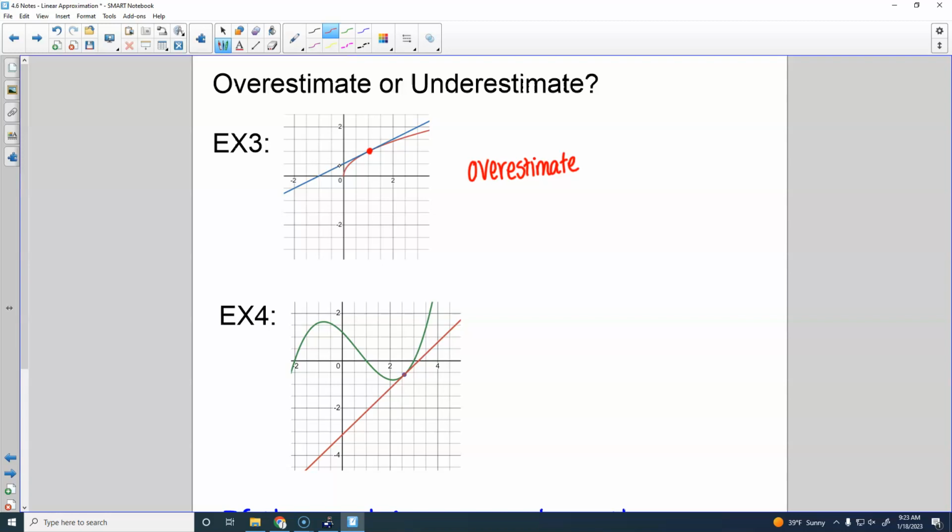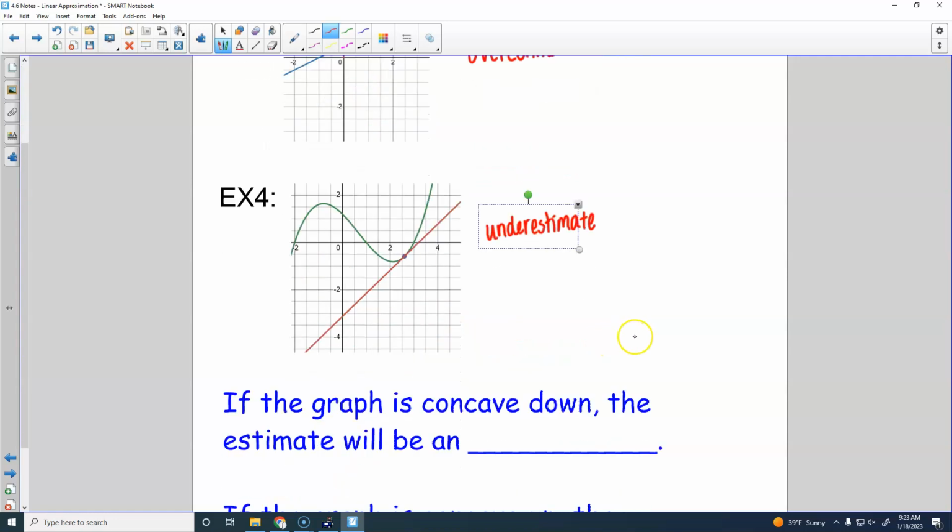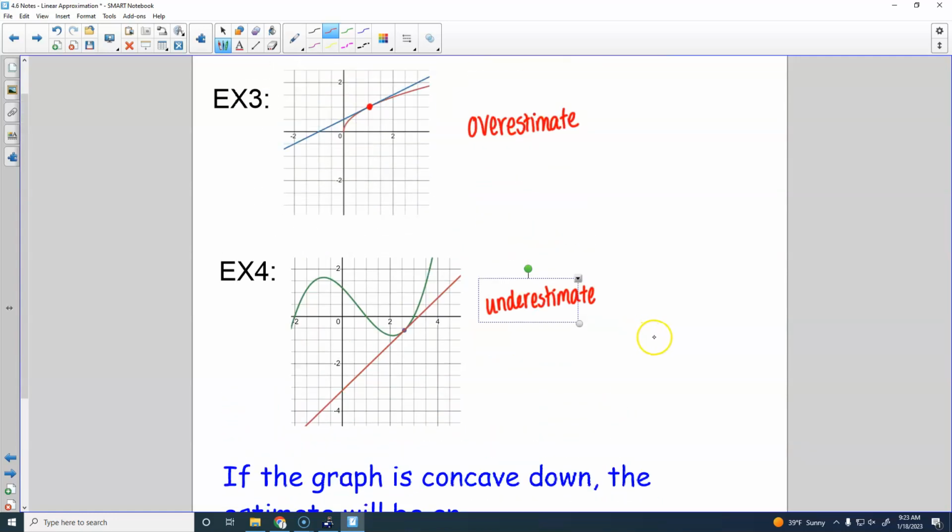What about example 4? That's an underestimate. Okay? So, this all depends on concavity. Okay? Not increasing or decreasing, but concavity.